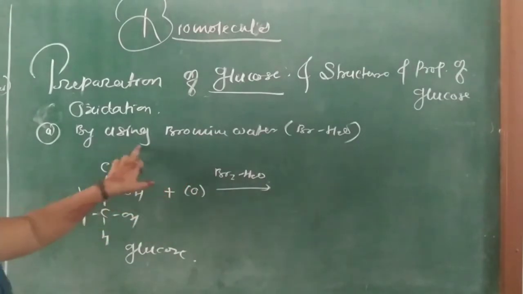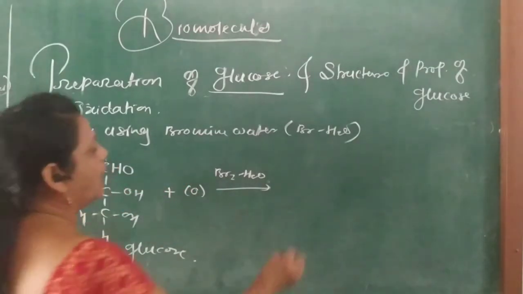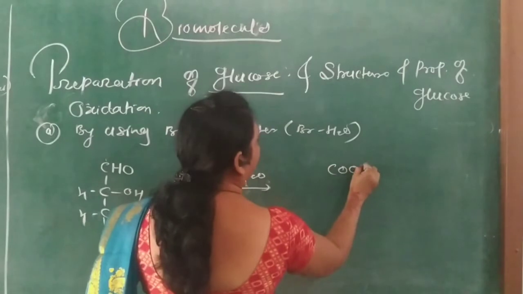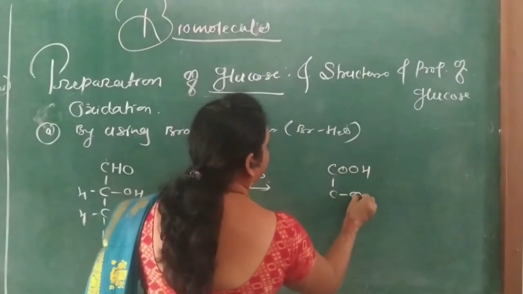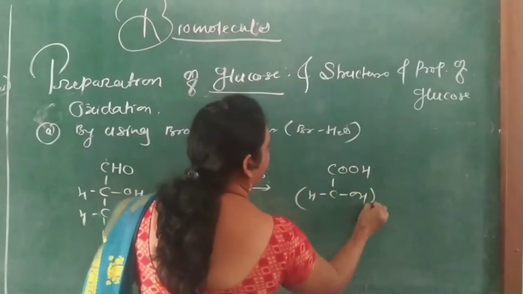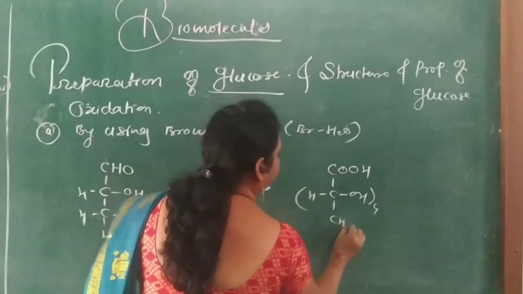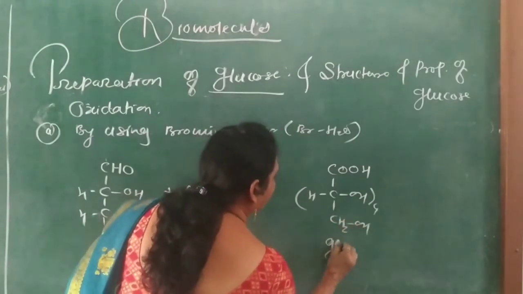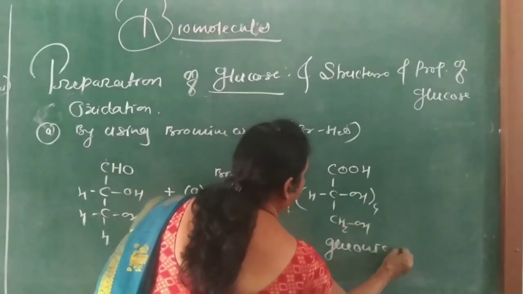This O gets introduced between here and forms COOH. And here CHOH by 4 and again CH2OH. And this is called gluconic acid.